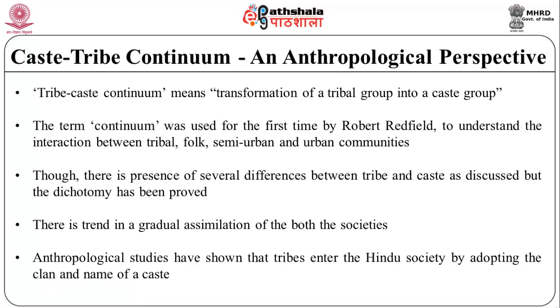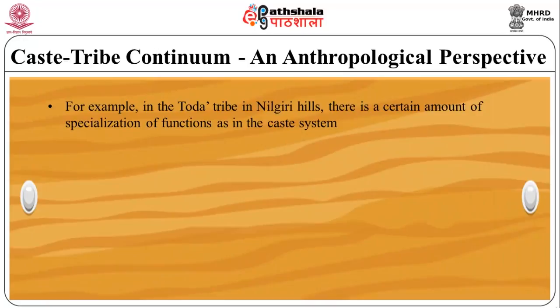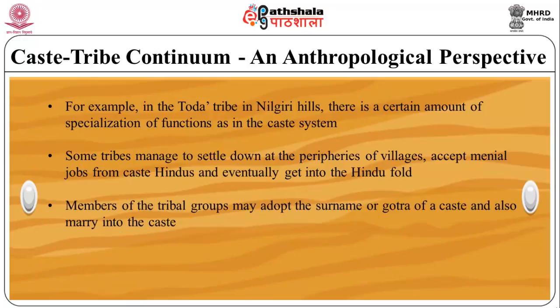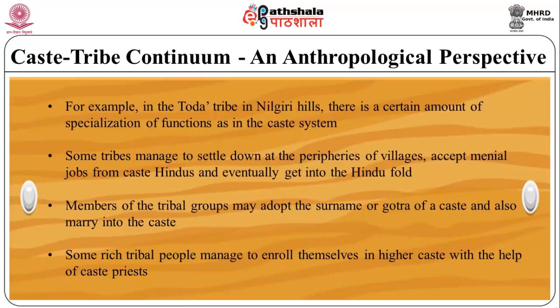Anthropological studies have shown that tribes enter the Hindu society by adopting the clan and name of a caste. For example, in the Toda tribe in the Nilgiri Hills, there is a certain amount of specialization of functions as in the caste system. Some tribes manage to settle down at the peripheries of the villages. They accept menial jobs from the caste Hindus and eventually get into the Hindu fold. Members of the tribal groups may adopt the surname or gotra of a caste and also marry into the caste. Some rich tribal people manage to enroll themselves into a higher caste with the help of caste priests.